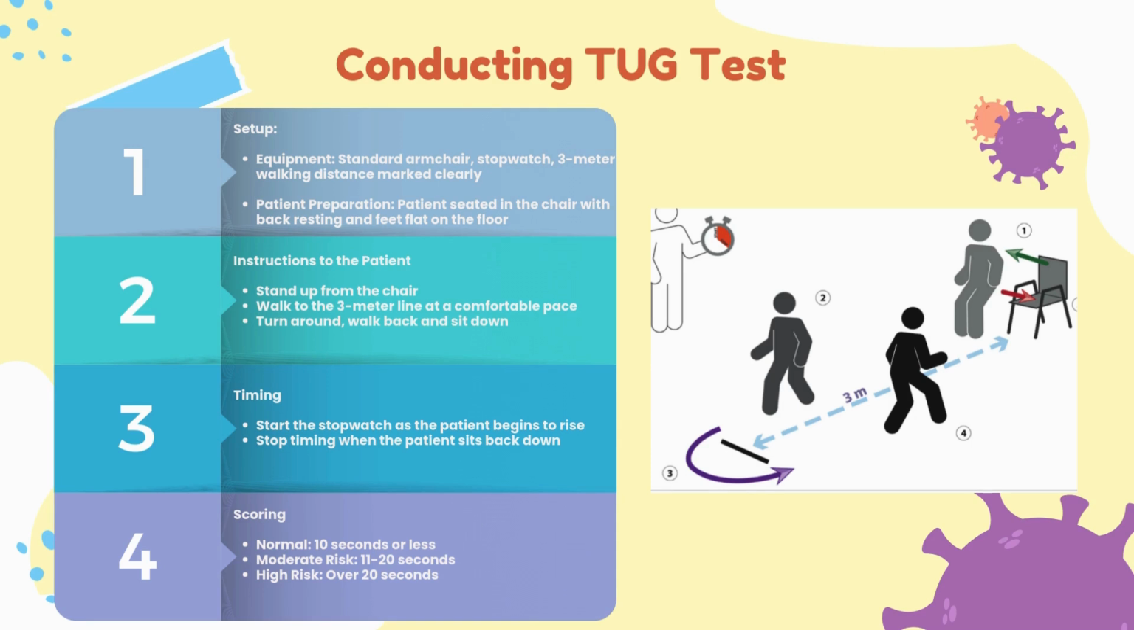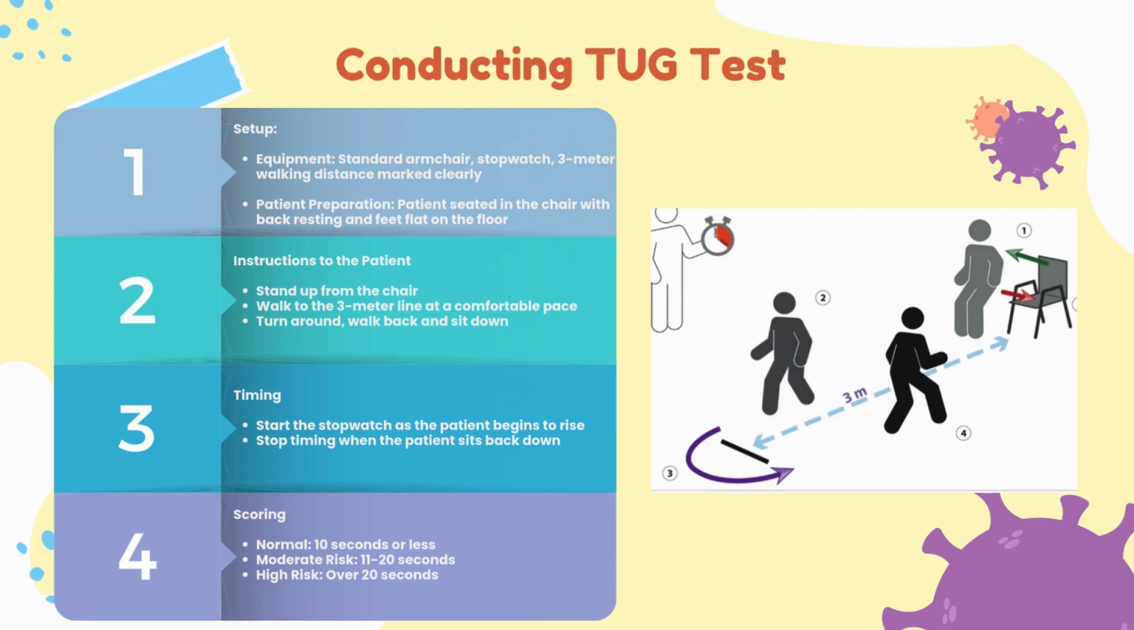Step 2. Instructions. The patient should stand up from the chair without using hands if possible. Walk to the 3-meter mark at a normal pace. Turn around and return to the chair. Sit back down safely. Step 3. Timing. Start the stopwatch when the patient rises. Stop timing when they sit back down.